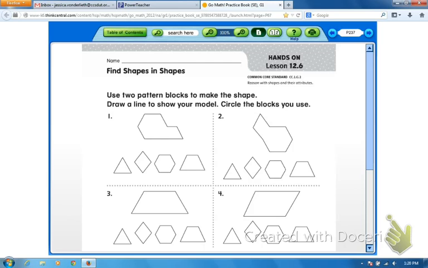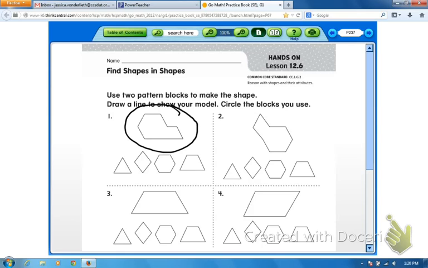So for number 1, we can see our brand new shape. We have to decide which one of those two shapes helped make that new shape. And I have sent home a copy of some of the pattern blocks that the students can cut out and use. Some kids can look at that and just see it visually. Others really need to be hands-on playing with them, and that's okay.